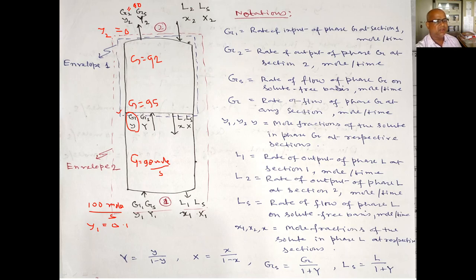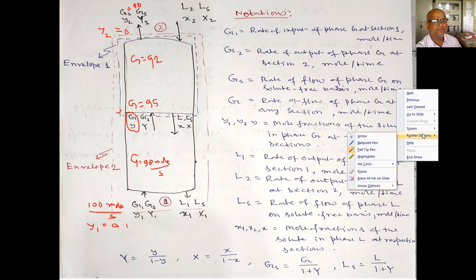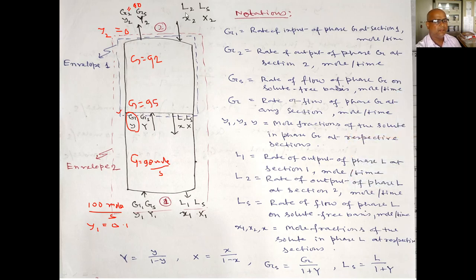L, let's say what is L? L1, L2 will be rate of input. L2, rate of input of phase L at section 2, that is moles per time and corresponding mole fraction x2. Now let's take x2 equal to 0, means pure liquid.